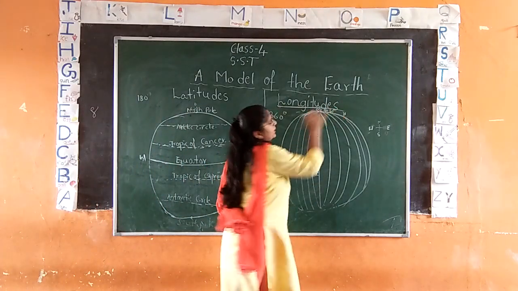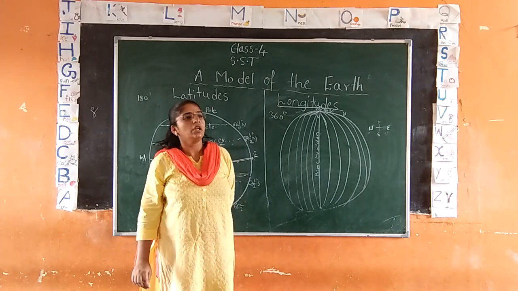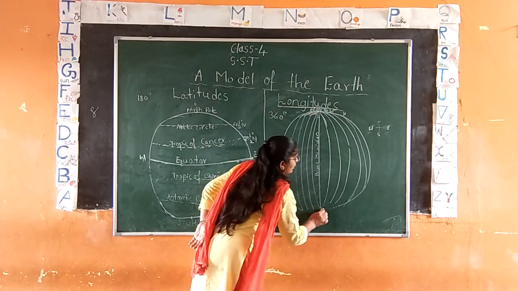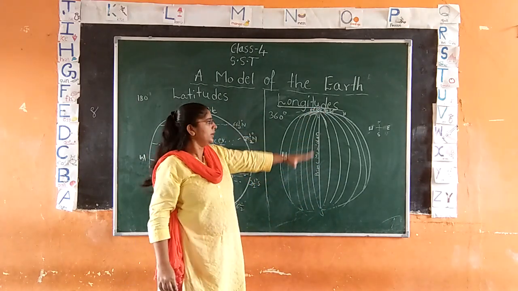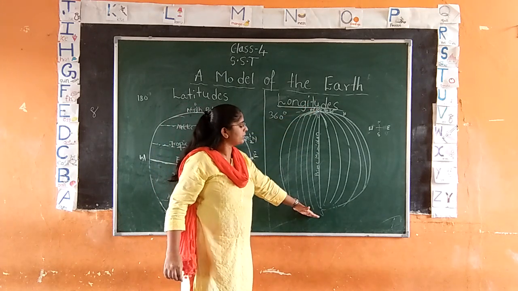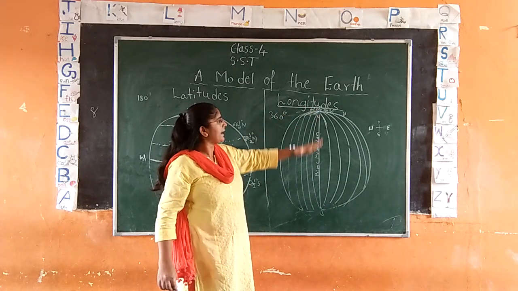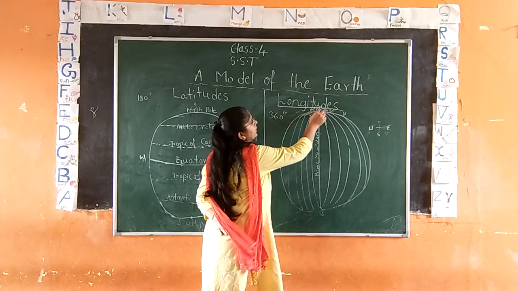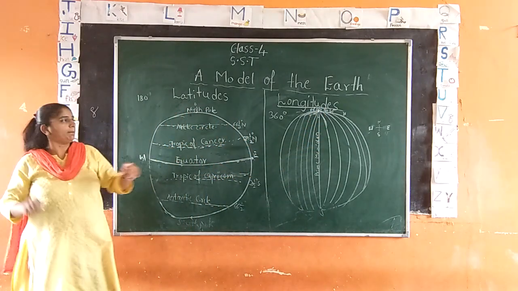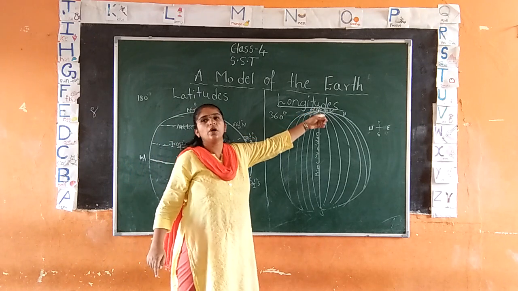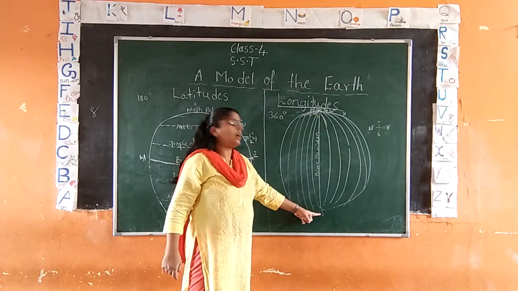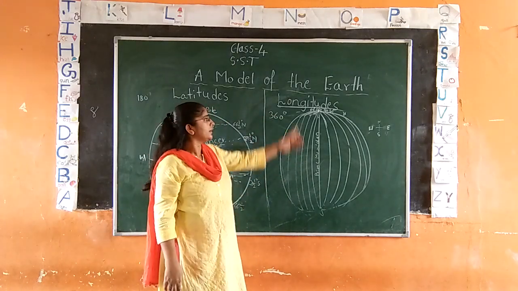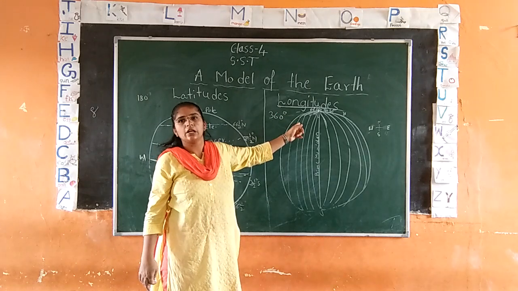Next we will study about longitude. What is longitude? Longitudes are lines drawn from north to south, upside to downside of the poles. These lines we call longitudes. Latitudes never meet, but longitudes meet at the poles. Total 360 longitudes are there.